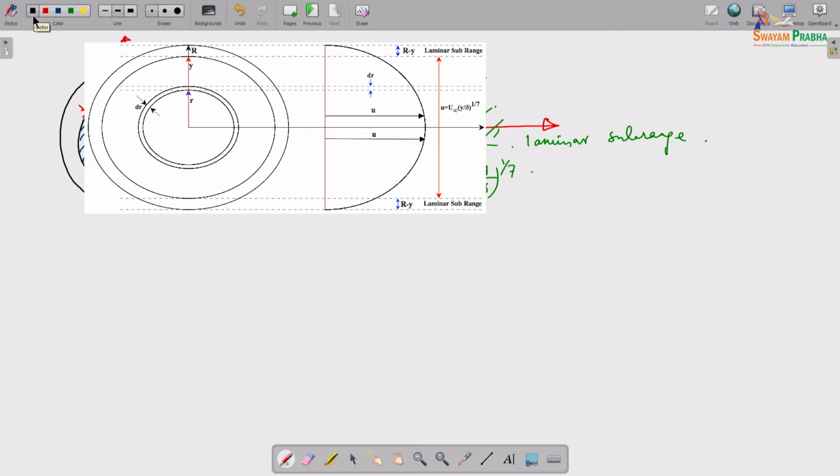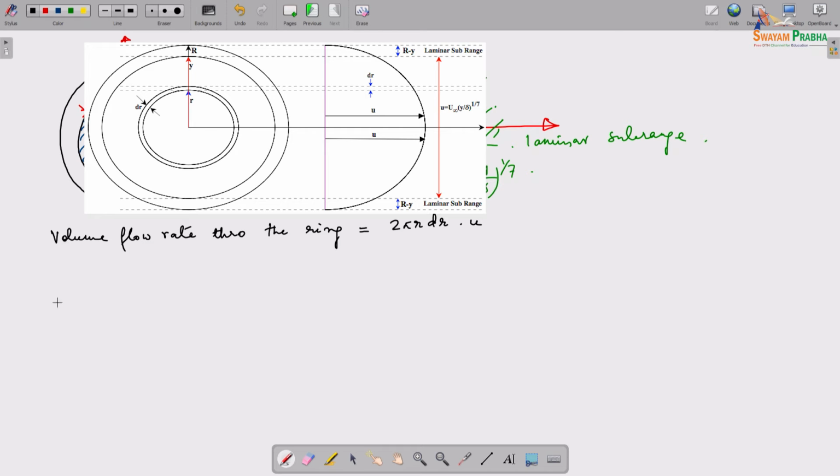All right, so let's then write the volume flow rate through the ring, which is equal to 2 pi r dr into u. A simple math, right? And then we will integrate this. This is through the ring, and now through the pipe we just integrate it over r, isn't it?